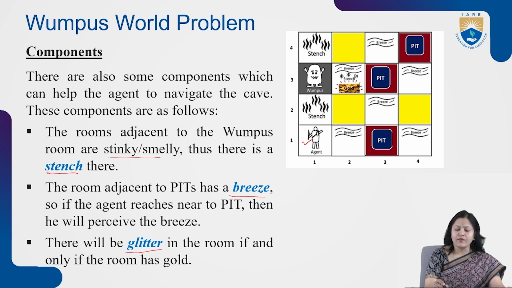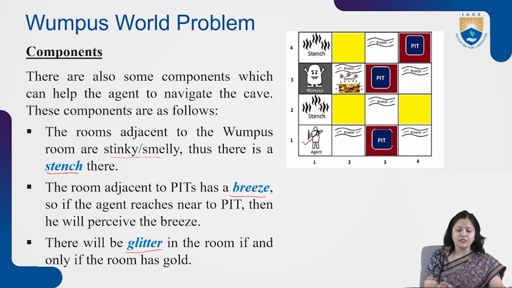And the room wherever the Wumpus is present: in this location, at location 1,3, the Wumpus is present. So the adjacent rooms beside it will be stinky. If the agent comes to this 1,2 location, or this 2,3 location, or this one, these 3 locations are adjacent to the Wumpus location. So all these 3 rooms will be stinky. If the person enters that room, he can feel the stench, the stinky smell beside the Wumpus room. This is the first component.